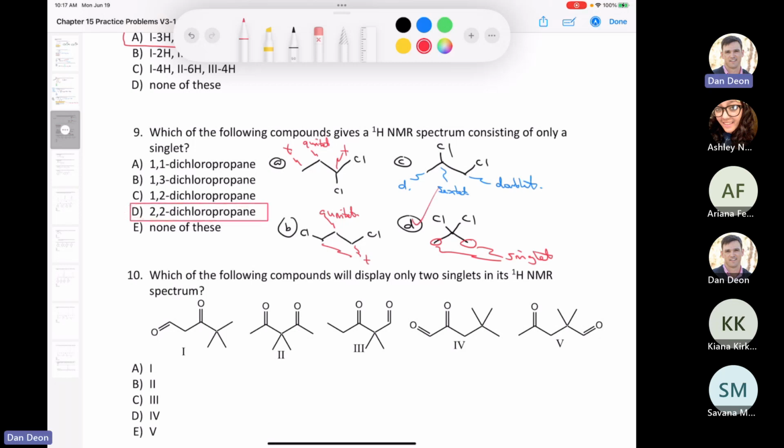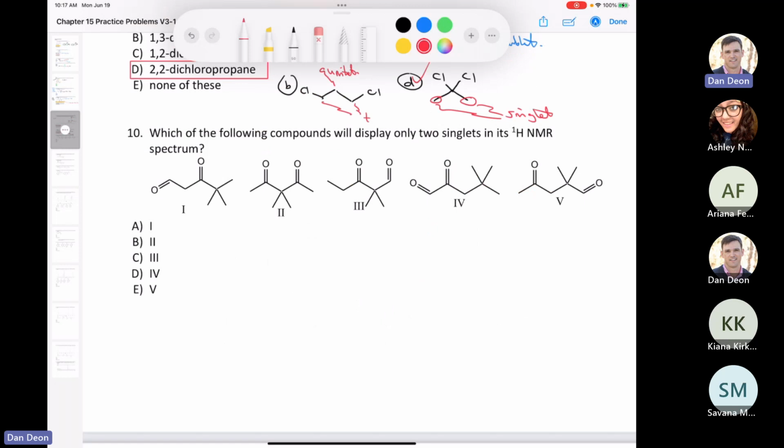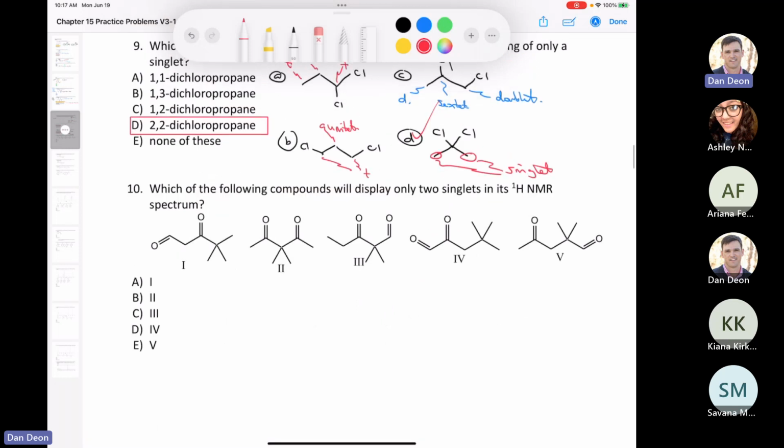All right. And the last one does the same kind of thing. It's which one of these is going to give you 2 singlets. So now we have to figure out the multiplicity for everything. So we have an aldehyde proton here, aldehyde proton here, aldehyde proton here, and an aldehyde proton here. We'll just scribble all those in. So for this aldehyde proton, you get a singlet. This is a singlet, and this is a singlet. So you get 3 singlets for A. So that can't be the answer.